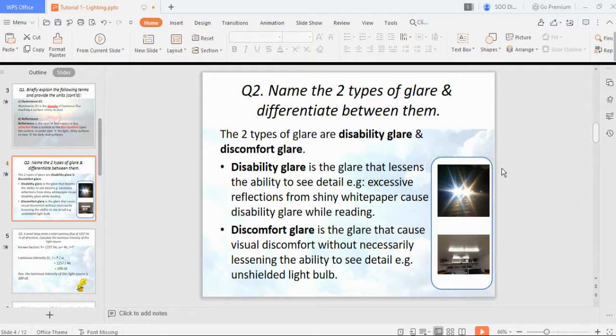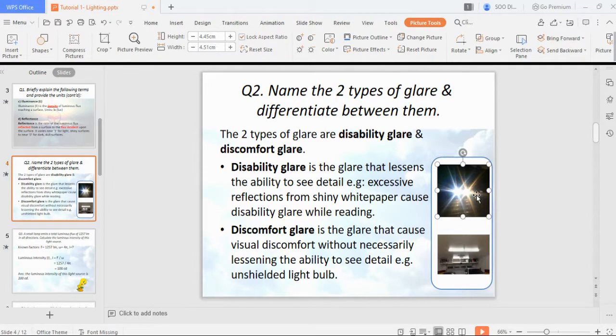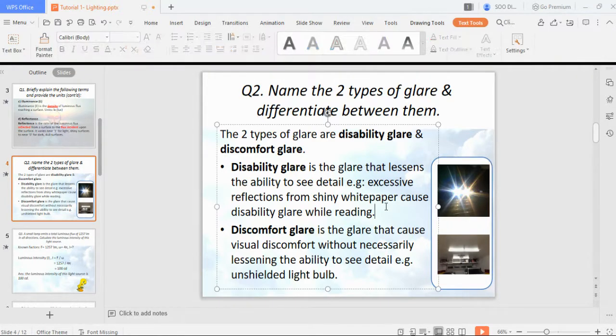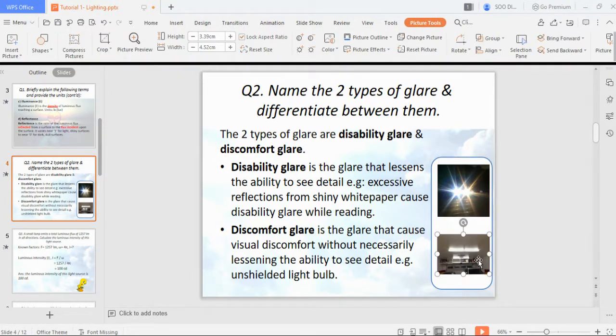So if you can see on the picture here, this is the disability glare. So this is a picture of a car beaming their headlight here. So if you were to actually encounter this in real life, you'll find that this sort of glare is very blinding. And then finally, discomfort glare is something that you might encounter in your room because the light is unshielded and is directly facing you. Okay, so this is a different type of glare.